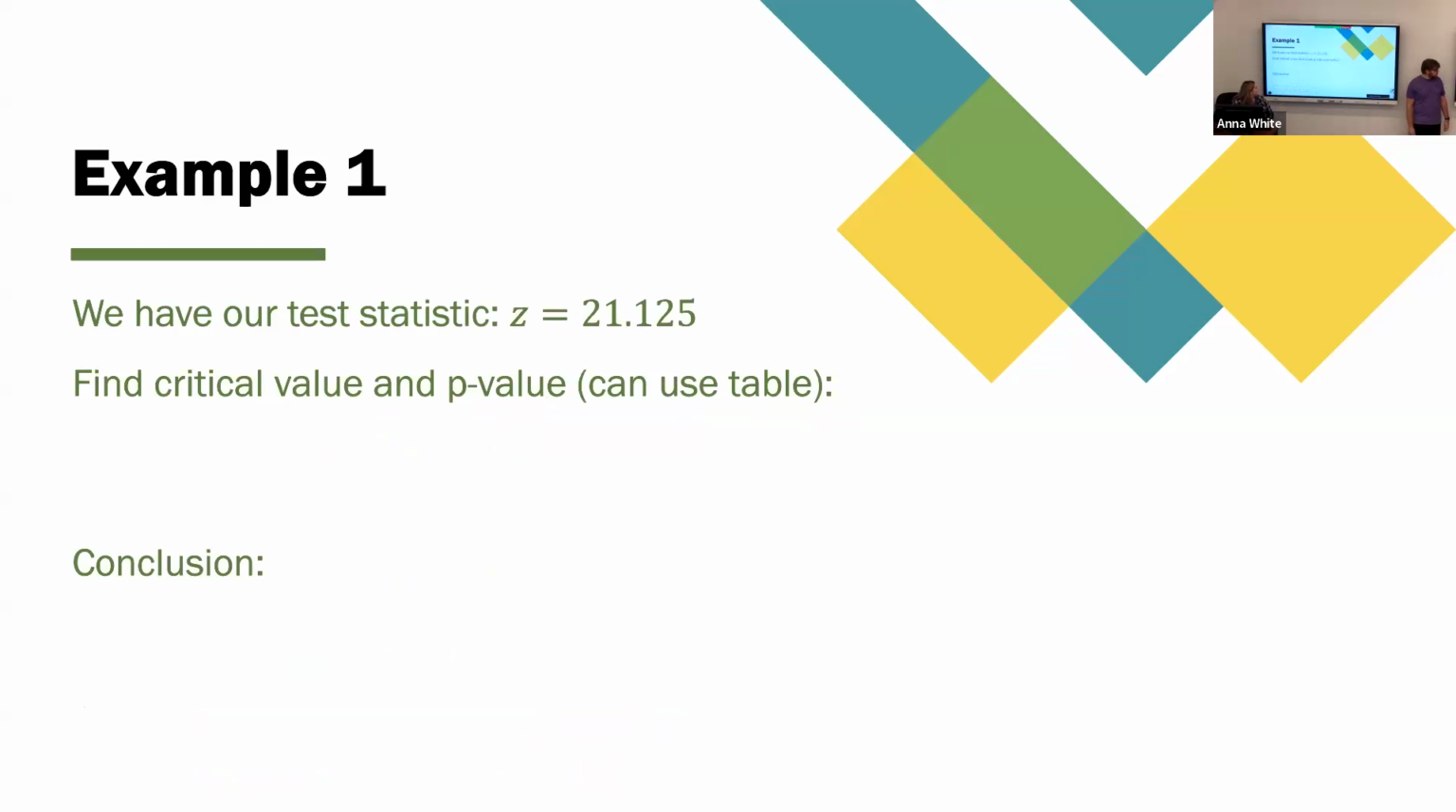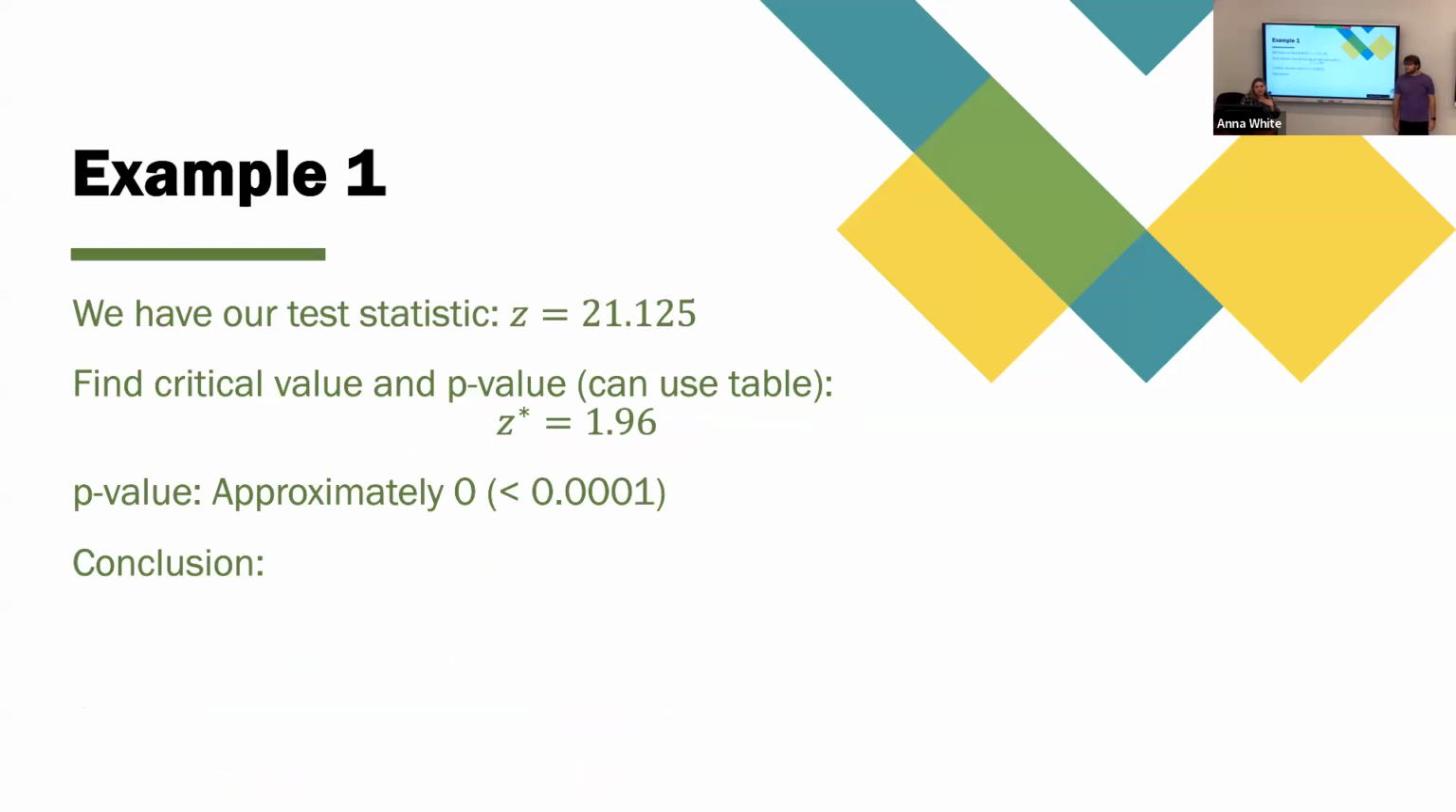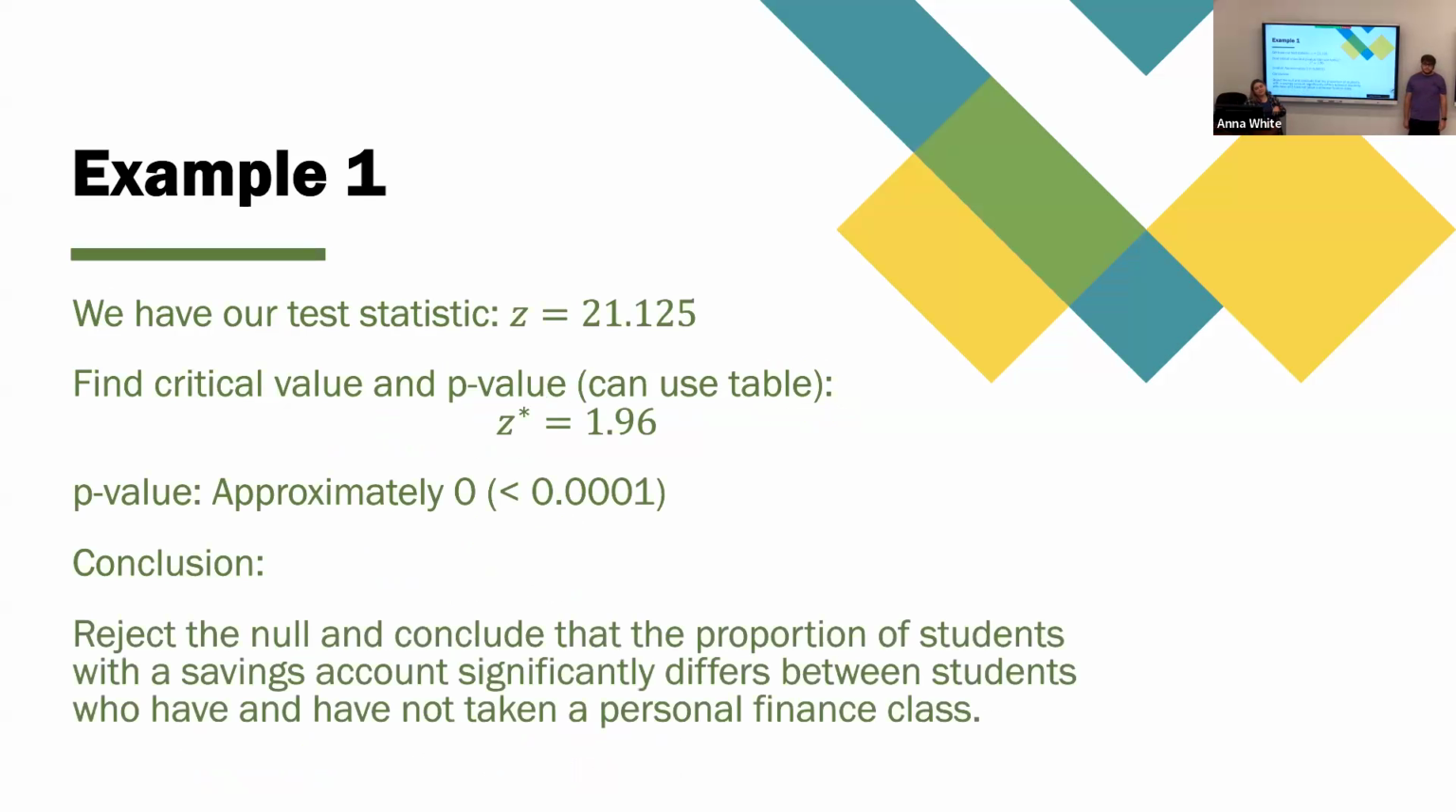And so doing this, we need to find our critical value, which in this case, it's a 2-sample test based off just a normal distribution. So it's 1.96. Or you can also, at the same time, find the p-value using our test statistic of 21.125. That's pretty large. So our p-value is going to be approximately 0, which is certainly less than 0.05. And so from this analysis, we're able to conclude that we should reject the null in this case. And we conclude that there is a significant difference in the proportion of students with a savings account between students who have taken a personal finance class and those who have not.